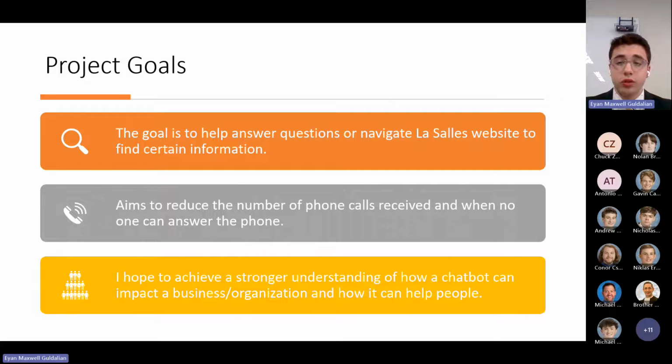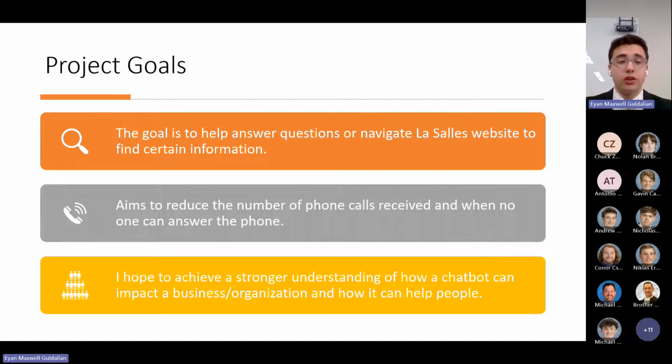So the project goals, I have three main goals for this project. One was to help people navigate LaSalle's website and help them find the answer to their question, to find certain information. Another one was to reduce the number of phone calls received when no one can answer the phone.